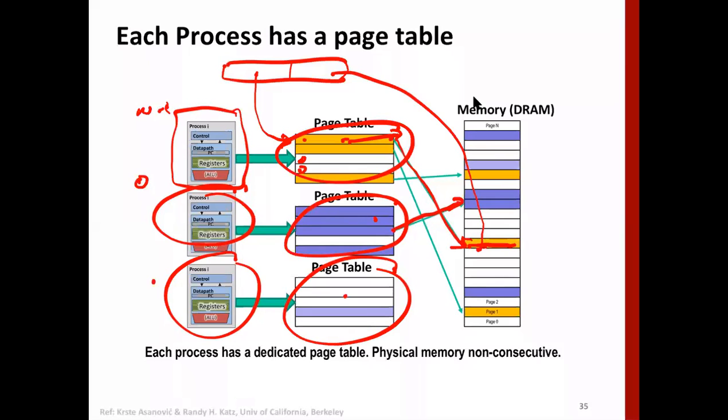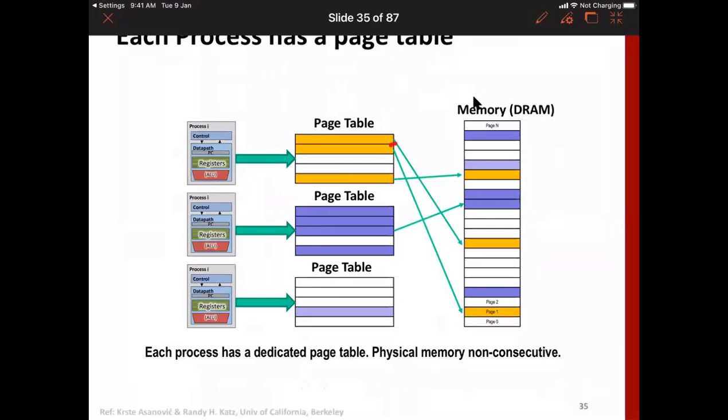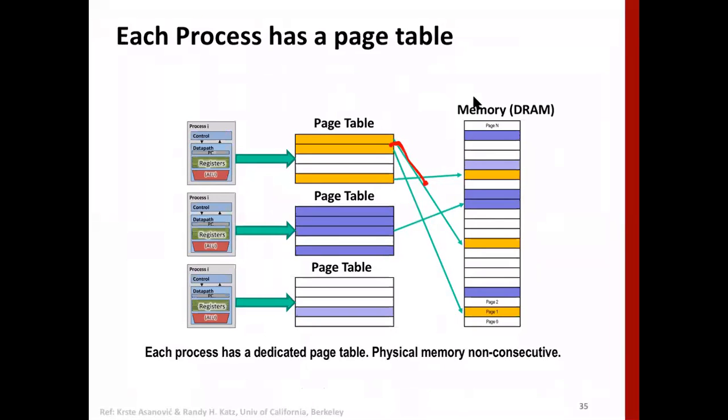Note that each process has a dedicated page table, and physical memory is non-consecutive. You may get the first page mapped here, and the second page could be somewhere else. The first page in the process table is mapped here, and the second page could be mapped somewhere else, depending on how the OS actually maps it.